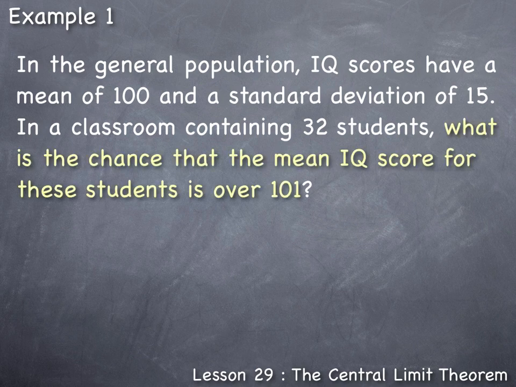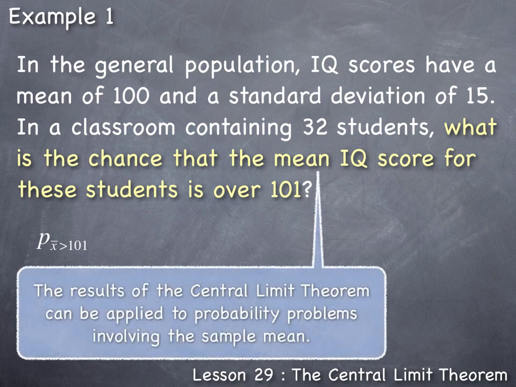Well, to answer the question, what is the chance that the mean IQ score for these students is over 101, we need to find the probability that the mean for these students, that is x bar, is greater than 101. So we're finding the probability of x bar being greater than 101.